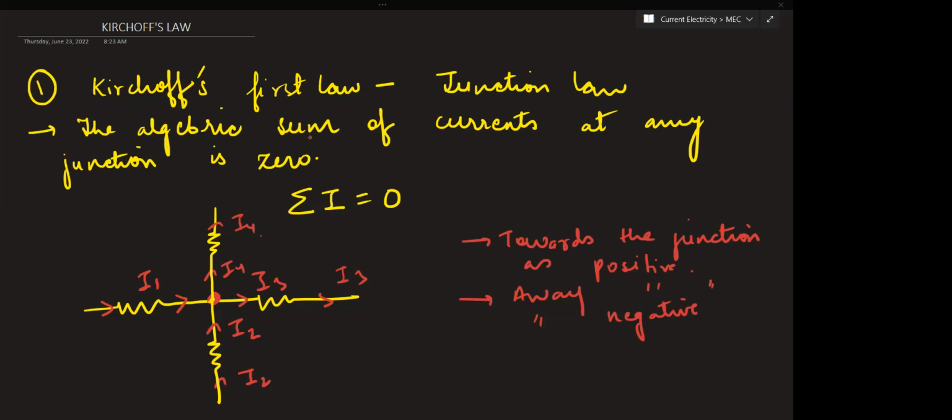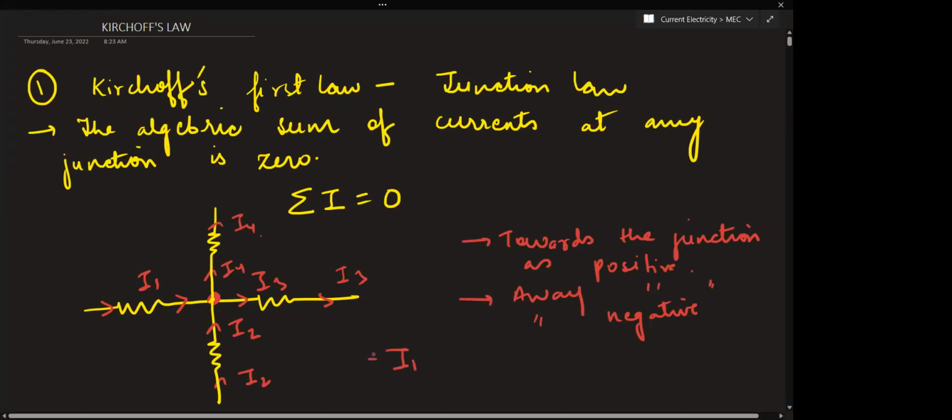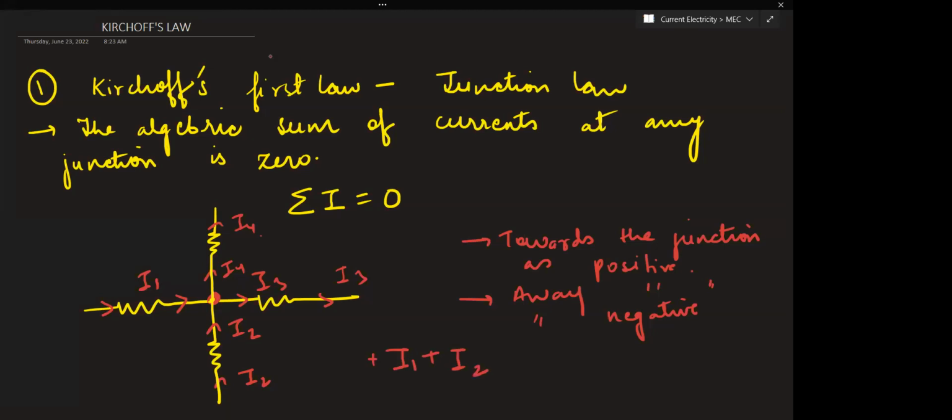The first one, and one more. Just see which is moving towards the junction. Second one. Second, good. First and the second one. It means I have to take it as positive. So this becomes plus I1 plus I2. This is the way I have to take it.